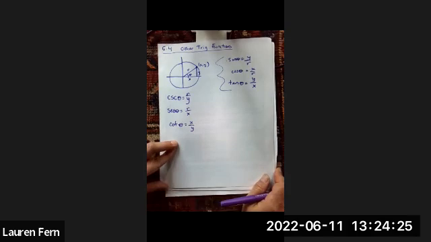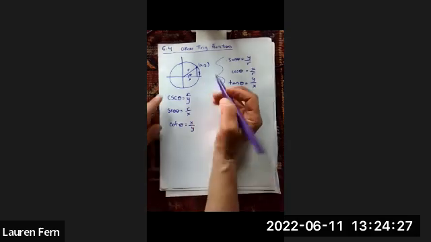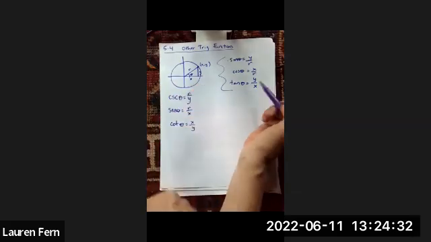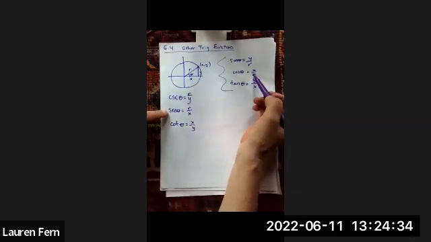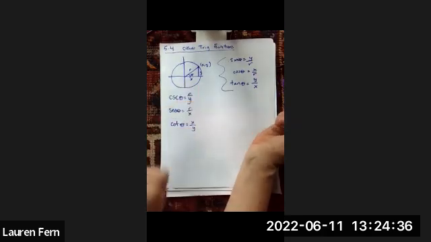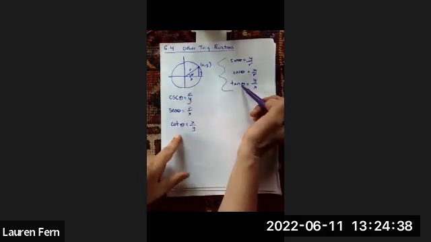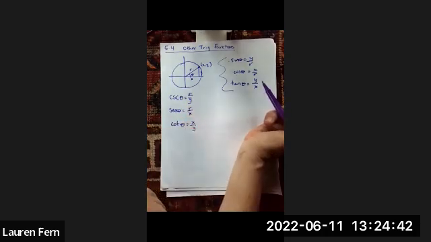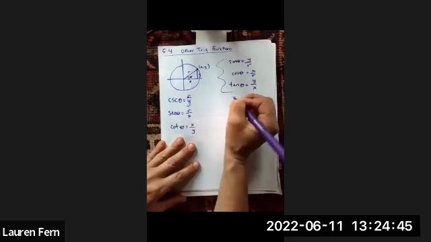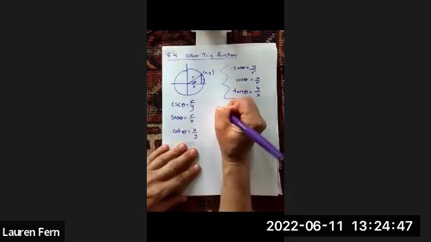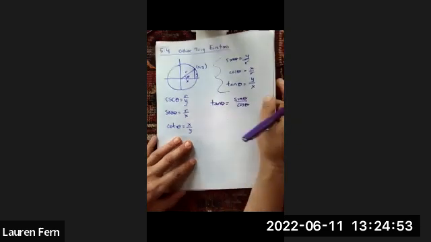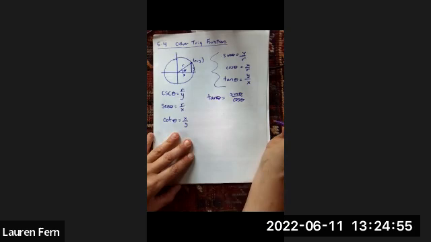A couple of relationships that I want you to notice. Notice that the sine and the cosecant are reciprocals of each other. The cosine and the secant are reciprocals of each other. And the tangent and the cotangent are reciprocals of each other. The other thing that I want to show you, and this is a really important relationship to know, is that the tangent is the sine value over the cosine value.